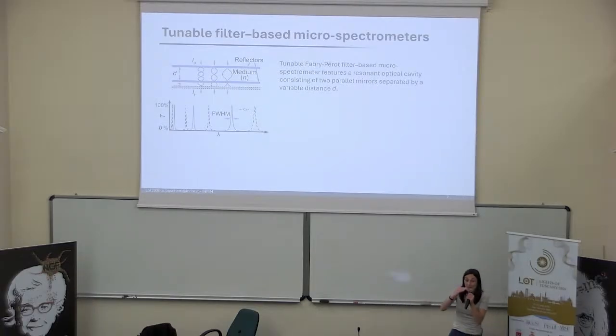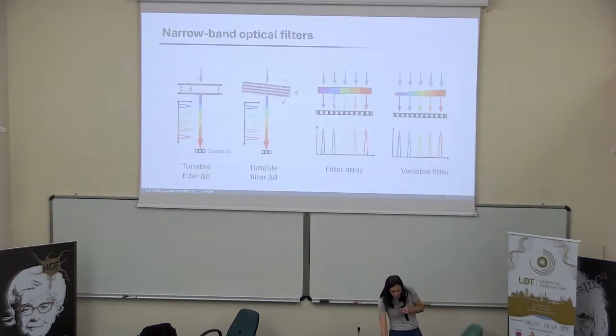So by changing the distance between the mirrors, it's possible to tune the resonance of the transmitted wave, and so it's possible to scan a spectrum. Once you know the slit length, you can retrieve your spectrum. Okay? A very similar idea is also based on Bragg reflectors.